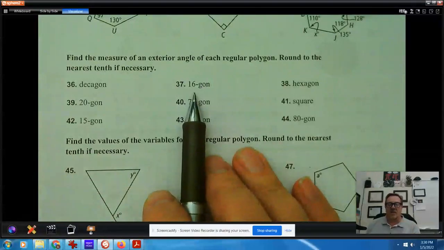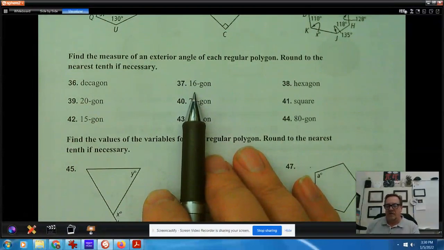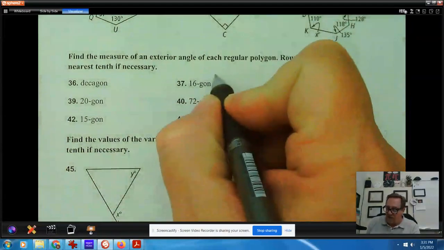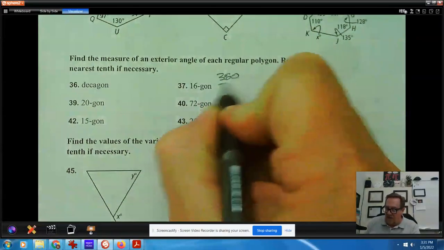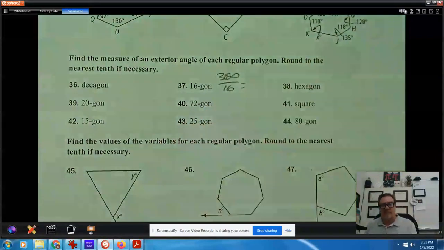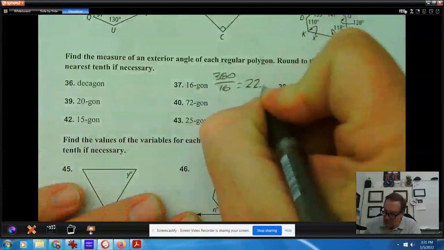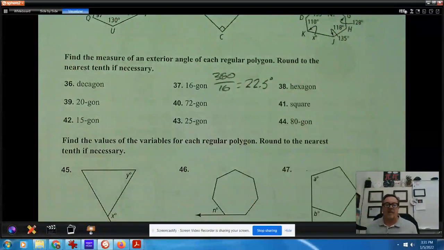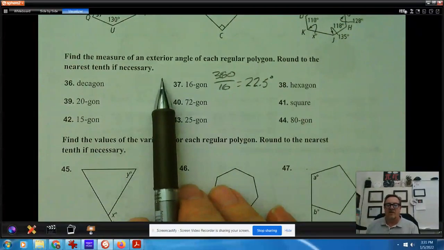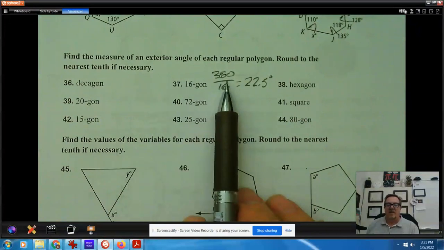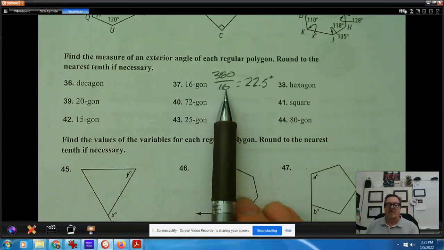On 37, it's a 16-gon. There's going to be 16 exterior angles. Since it's a regular polygon, they're all going to have the same measure, and they add up to 360. To find one of them, we take 360, their total, and divide by 16. If I do that on my calculator, 360 divided by 16 gives me 22.5. So for each of these, we're going to take 360 and divide by the number it gives us.